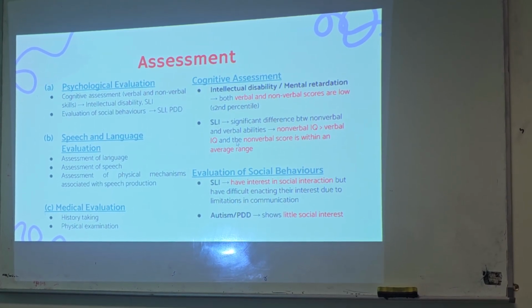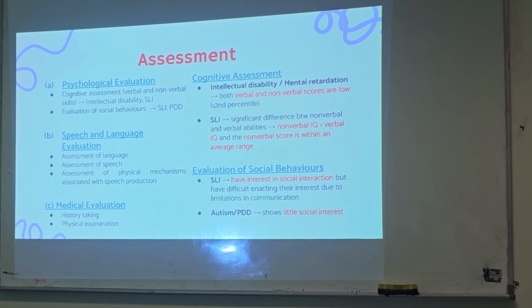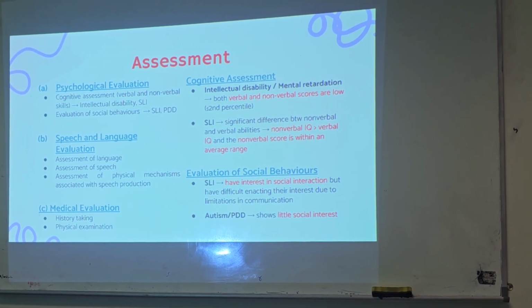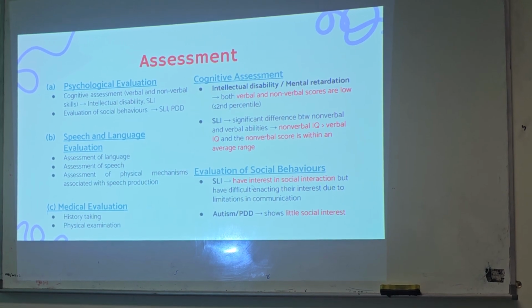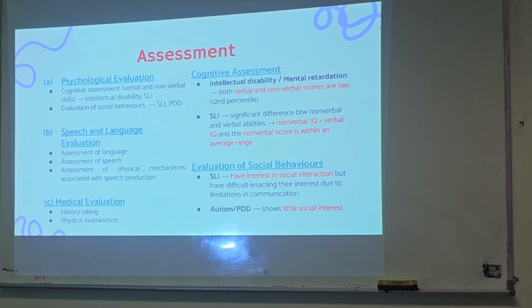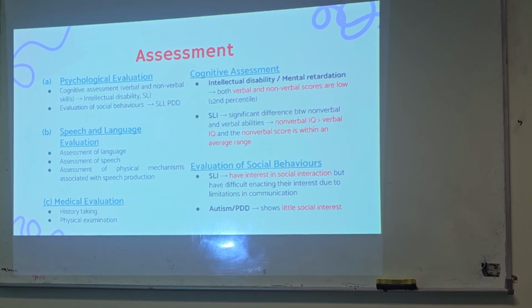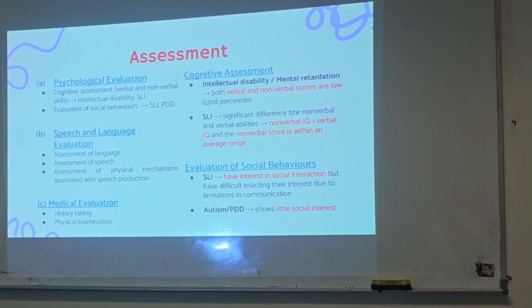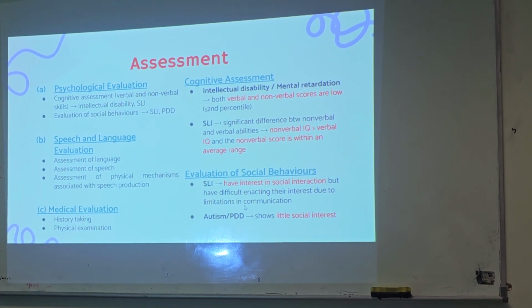Yeah, and then another thing you want to evaluate in your psychological evaluation is social behavior, and this is very important for you to pick up autism or pervasive developmental disorder. Over here you can see that those with just speech and language impairment will still have an interest in social interaction. But the characteristic feature of autism is that they do not show any interest in social interaction. That's why you want to rule out autism by evaluating social behavior.